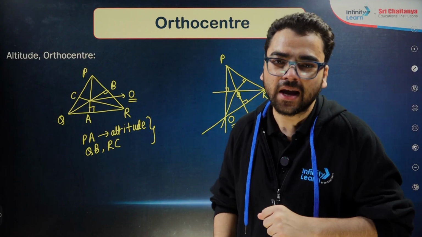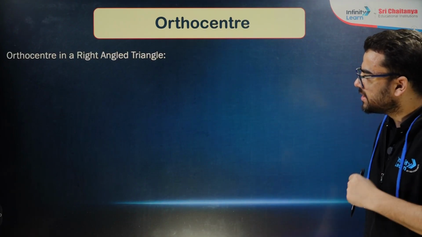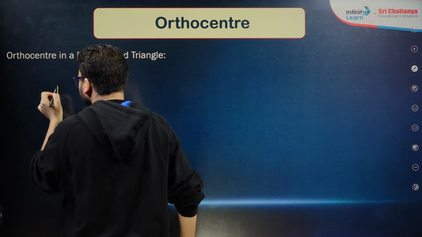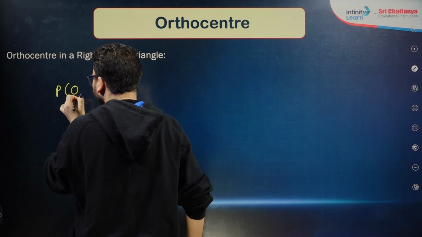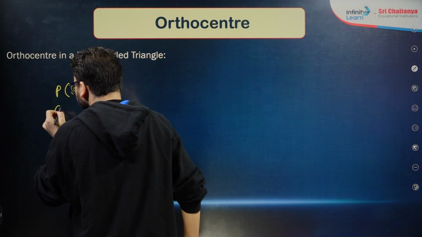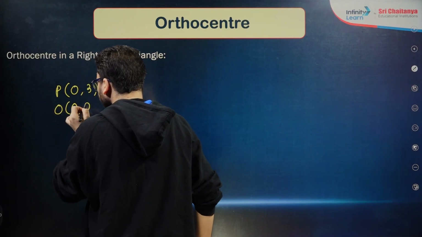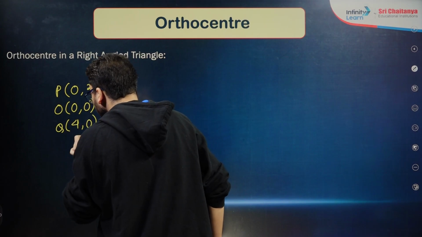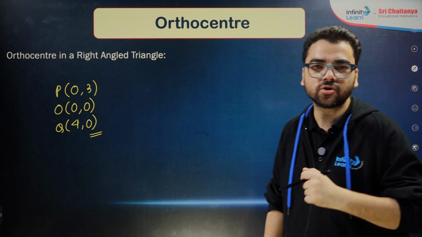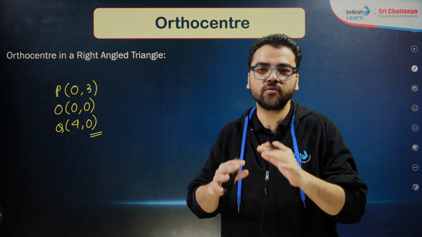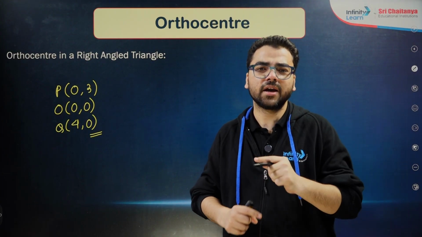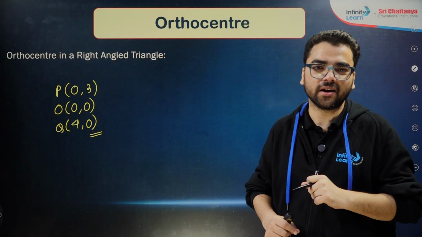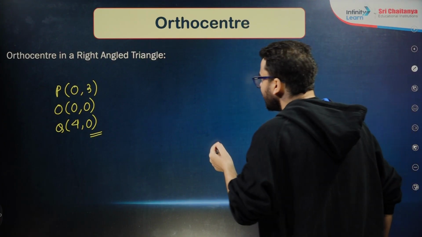of a triangle. Right? Now you see, if I ask you a question that if we have been given some points, suppose P(0, 3), O(0, 0), and Q(4, 0). If suppose these are the points over here, and if you join these points and you make a triangle out of them, the question is, what will be the coordinates of the orthocenter of this triangle? So for that thing, you have to understand one thing.